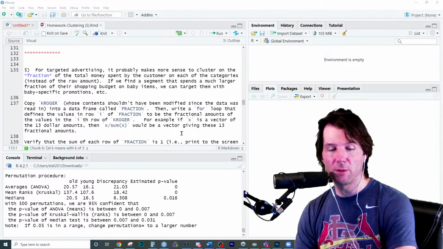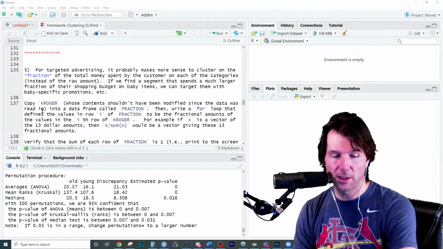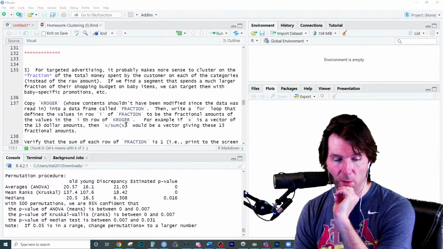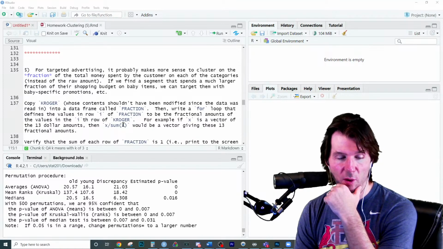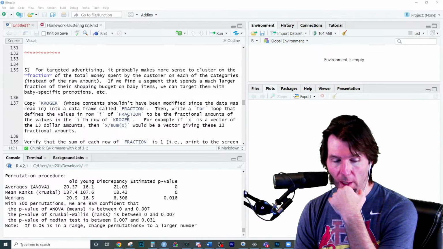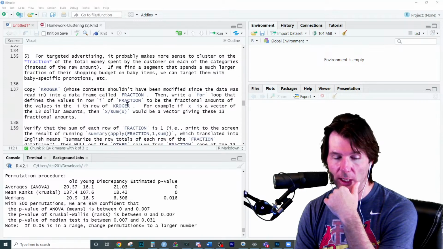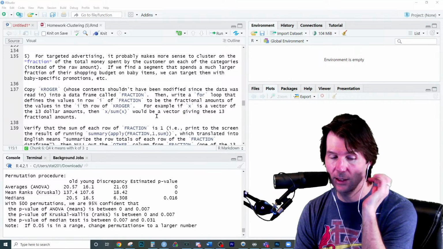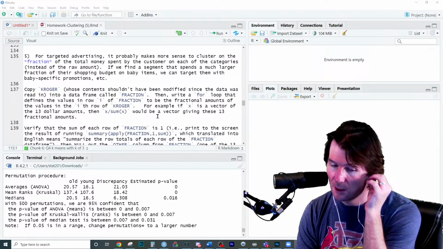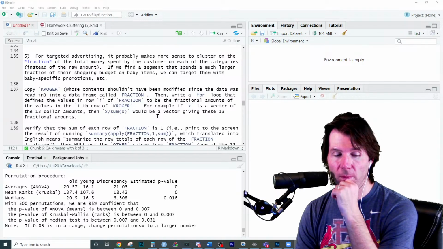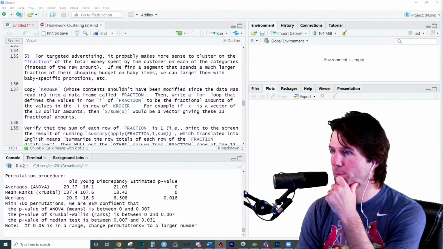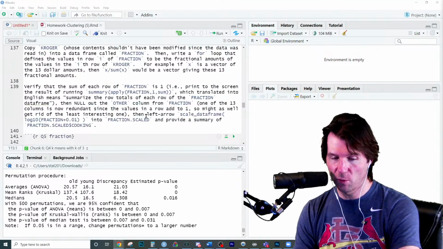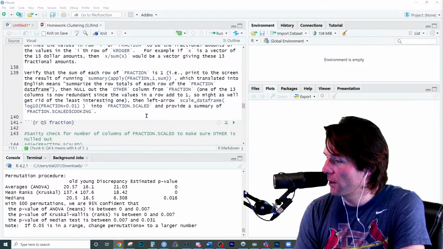You're right. It's probable to make the cluster on the fraction: copy the Kroger fraction, whose contents should be modified since the data was read into the Kroger fractions, and write a for loop that defines the value in row i of the fraction to be the fraction of the amount of the values in the ith row of the Kroger. For example, if x is a value of the vector of the 13, then x divided by the sum would be the given 13 fractions amount. So it's the amount they spent, right? I'm thinking how much of this to do. Verify that the sum of each row of the fraction is 1. Okay, oh, and then you said change the fractions to 2.